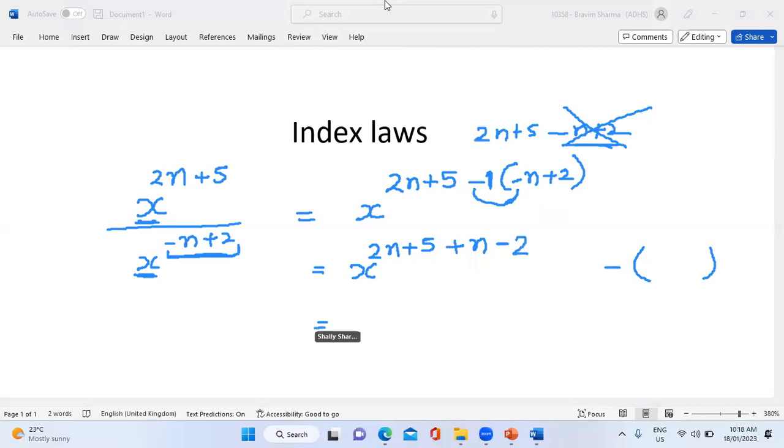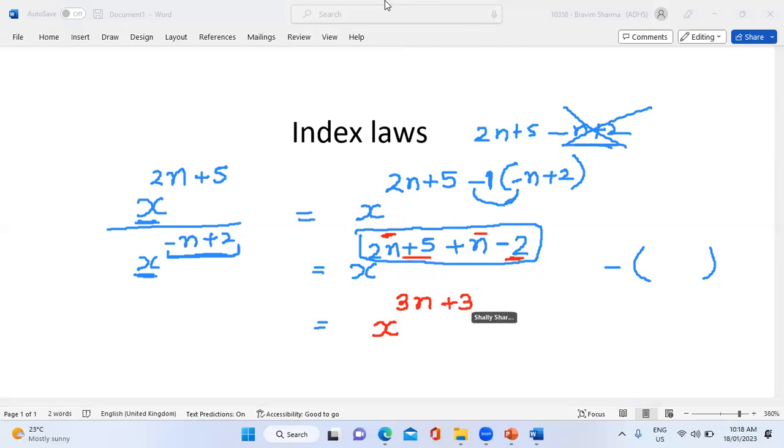Now because this is an expression and I can see that there are a few like terms, like 2n and n, we have to add them. So this will be x to the power of 2n plus n, which is 3n. And then we have the two numbers 5 minus 2, which is equal to plus 3. So this will be the final answer. Do not leave it up to the previous point. If you get an algebraic expression anywhere in mathematics, or let's say an exponent, you always have to give the most simplified answer.